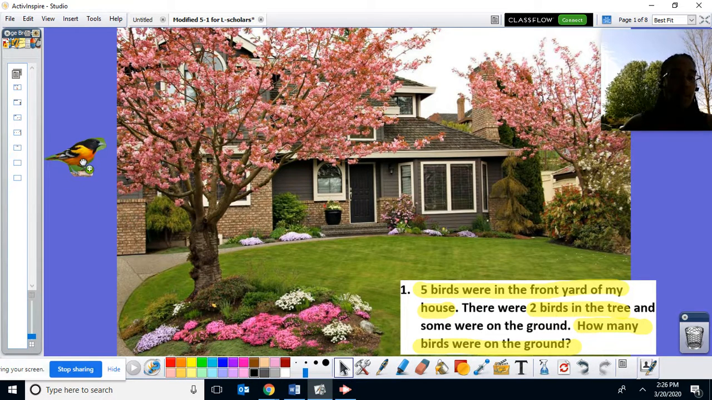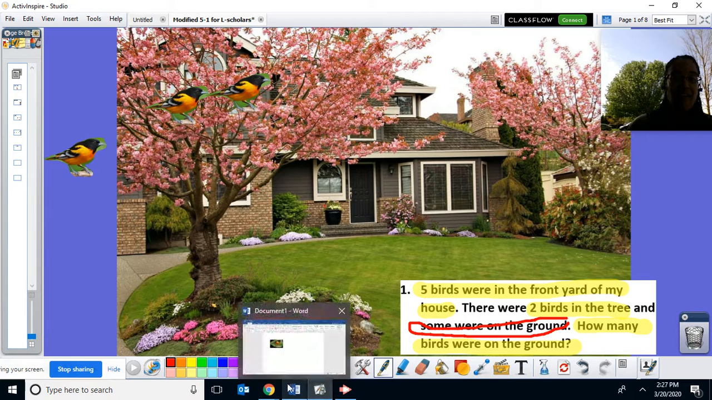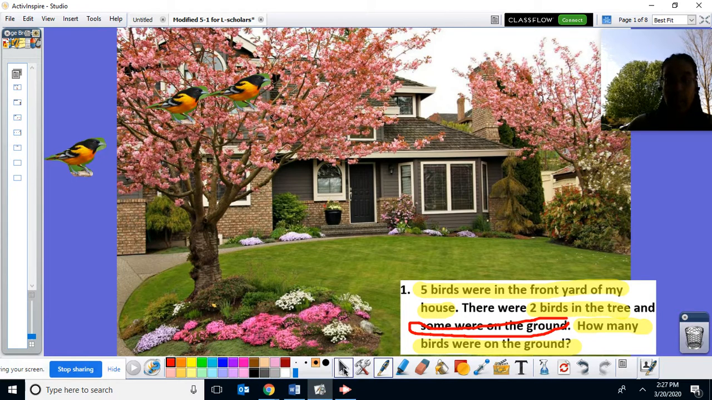Using this first, I'm going to say that I know that there were 2 birds in the tree. So I have 2 birds, they're up here. And I know that there were some on the ground, and that's what I'm looking for. So I need to count so that I'm getting up to 5 birds. So what I'm going to go through is I'm going to say I have 2, and I'm going to count on. That's 3, 4, 5. So now I'm able to figure out how many birds were on the ground.